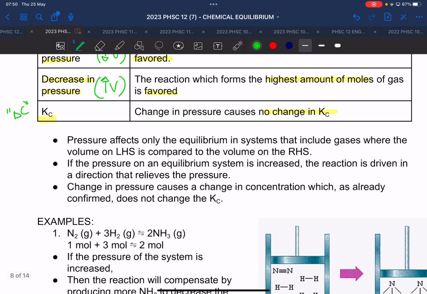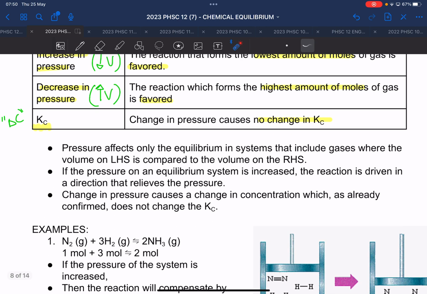Okay, so I'm going to read. It says there, pressure only affects equilibrium in a system that includes gases. So only where we have gases, not aqueous solutions, not solids. If the pressure is increased, then the reaction is driven in the direction that relieves the pressure.